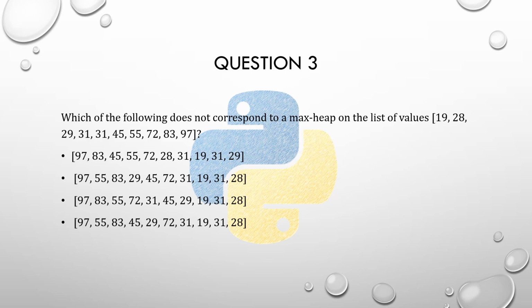So I have four options in front of me, three of which are valid heaps. One of them is not a valid heap. Your job is to find out which of them is not valid.